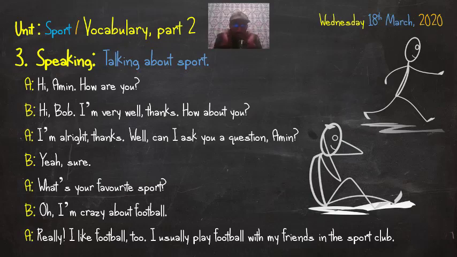I am crazy about football. I am crazy. It means I like something very much, okay? I am mad about something. It means I am passionate about it. I like it very much. In colloquial speech we say we are mad about a certain thing. It means I love it very, very much, I am consumed by love for it. Very good.